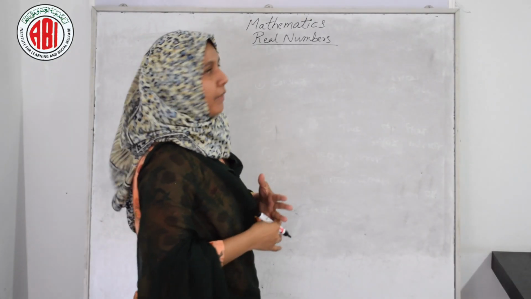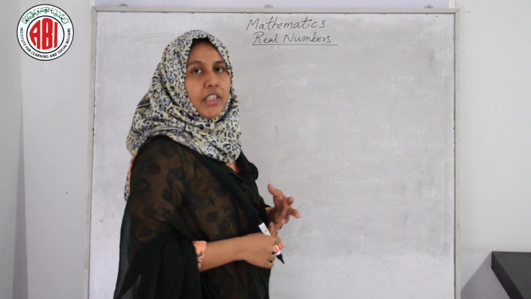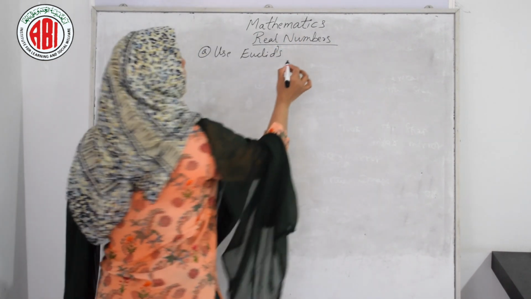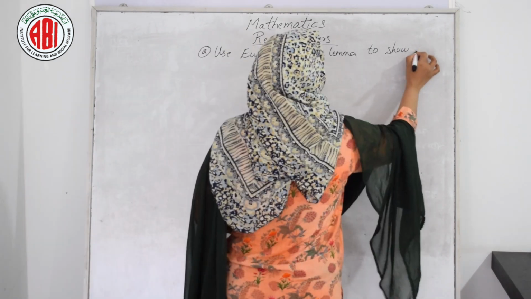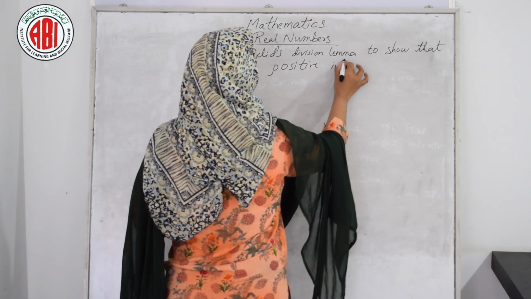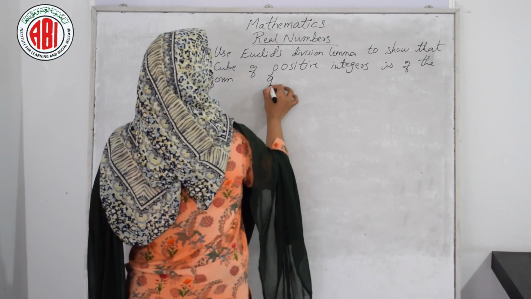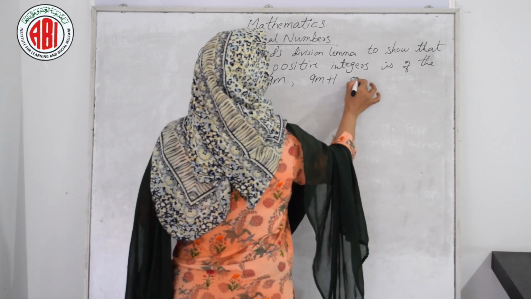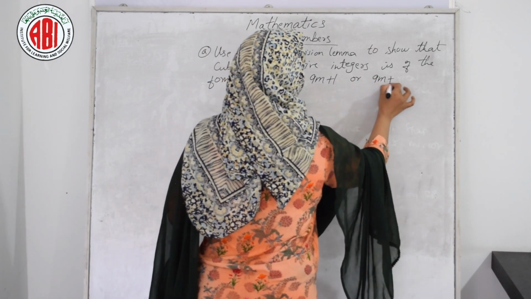Continue the topics, continue the problems of Euclid's division lemma. I will write the question on the board. Use Euclid's division lemma to show that cube of positive integers is of the form 9m or 9m plus 1 or 9m plus 8.